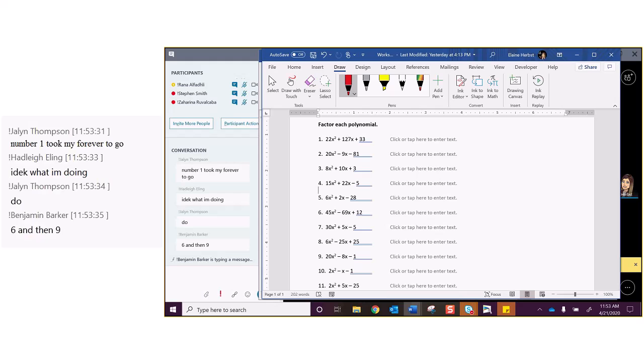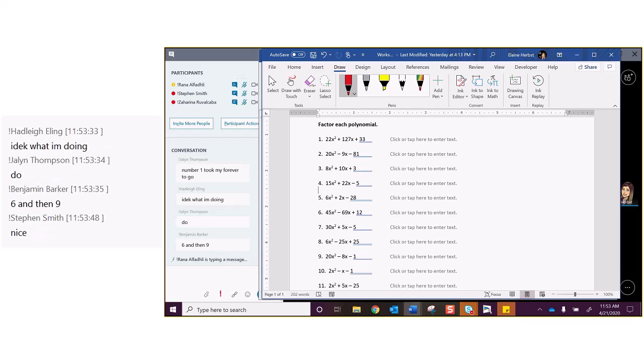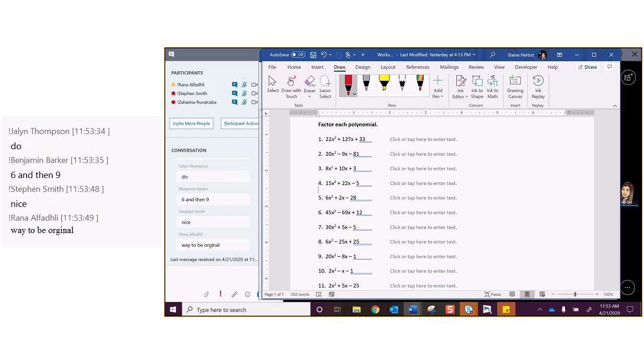Number 6, 45x squared minus 69x plus 12. Okay, so this one's really difficult because it has so many factors for the number 12. 1 and 12, 2 and 6, 3 and 4. Also 45. 1 and 45, somebody help me out. 3 and 15, 4 and 5 and 9. That's a lot.